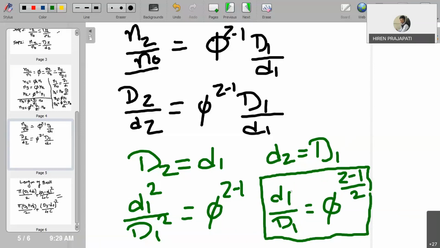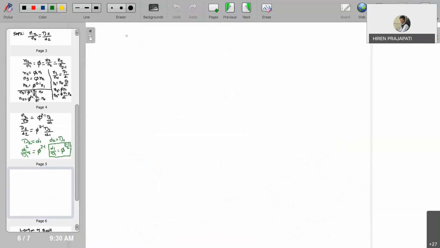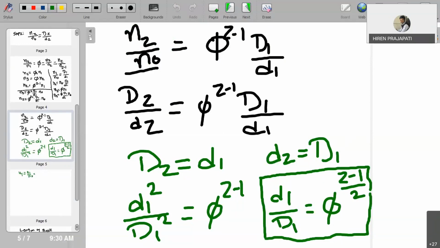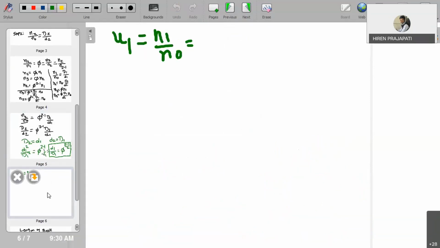So if I want to write this in terms of transmission ratio, then U1 is our transmission ratio for the first set of pulleys, which is equal to N1 by N0. And here, this is nothing but 1 by U1, right? So if I take U1, then I need to write 1 by this entire term. So this U1 is equal to N1 by N0, then I need to write this as 1 by phi raised to (z minus 1) by 2, right?